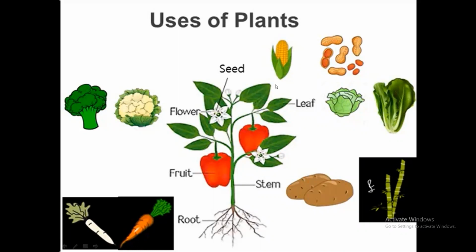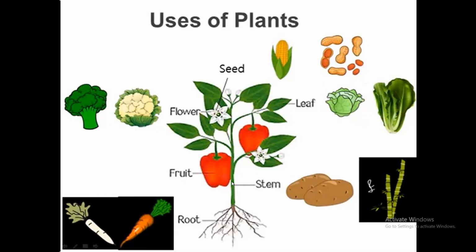So, children, in the previous video, we studied about plants. We learned how many parts of the plants we have. As we know, plants have different parts. Below the ground, they have root. Above the ground, they have stem, leaf, flower and fruit.